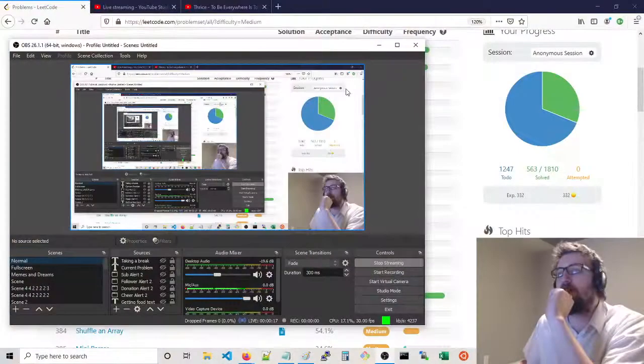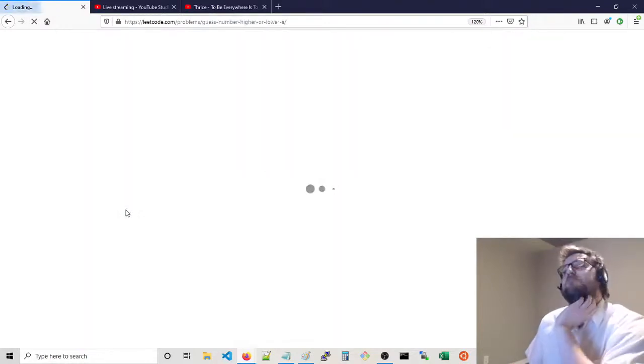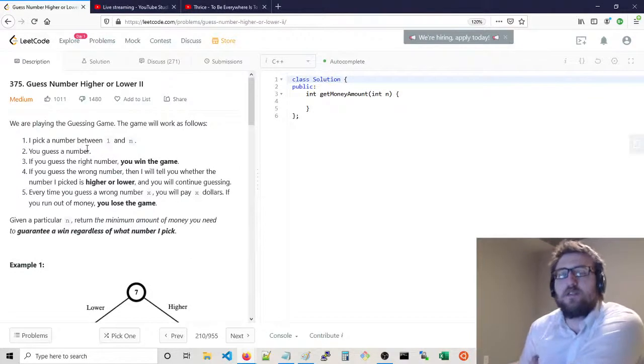So this one is Guess Number Higher or Lower II. Let's give it a shot. I didn't really bother to look at the discussion for the other question. I kind of didn't really want to know too much. Playing the guessing game. The game will work as follows.